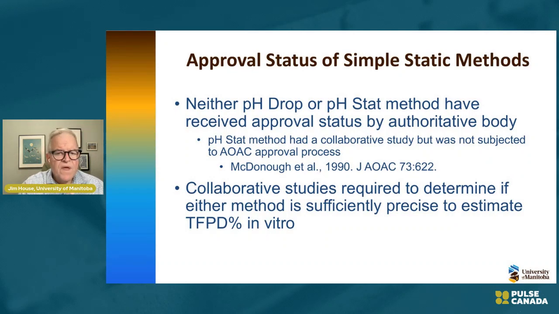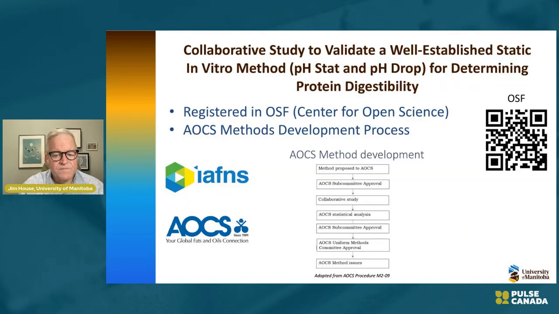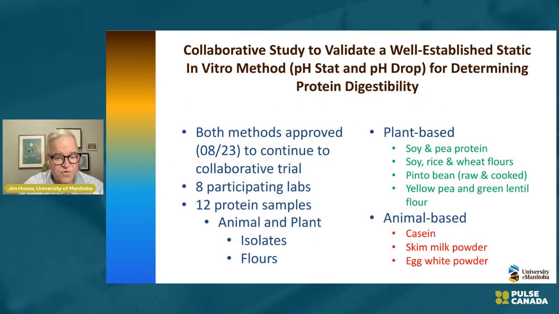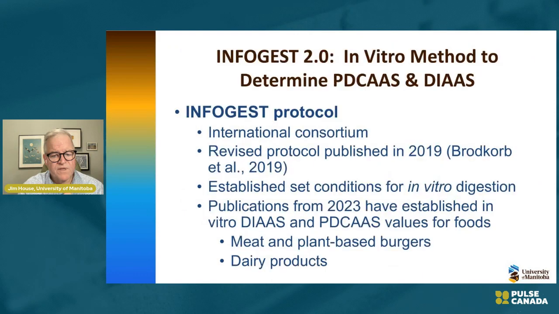And so that's really the protocol that, through funding from IFINS, the Institute for the Advancement of Food and Nutritional Sciences, we are looking at doing a ring study to look at the pH drop and the pH stat method. You can link to the collaborative study here. If you take a shot of that QR code, you can go into the Center for Open Science and look at the validation protocol that we've established, to have AOCS, the American Oil Chemists' Society, do the method assessment, as we've developed this collaborative study. Currently, we have the methods approved through the AOCS committees. We have 8 participating labs, and we're working with 12 protein samples, animal and plant, isolates and flours. We are going to be providing that data to AOCS, and then they will be doing the statistical assessment and validation for these protocols.